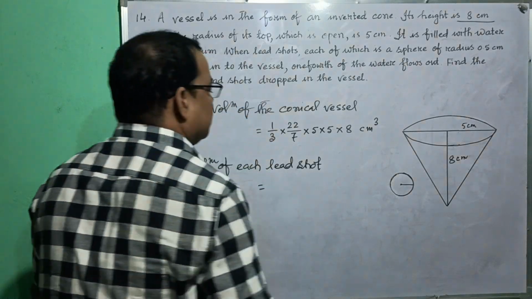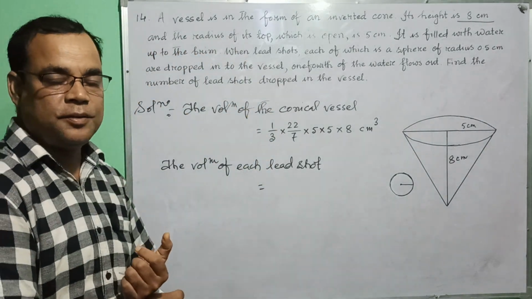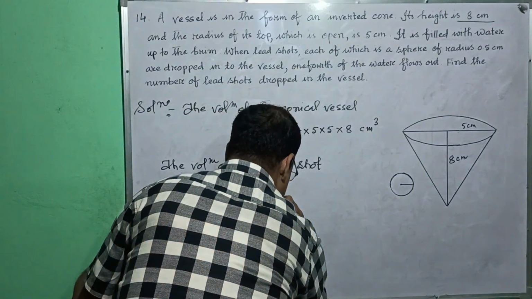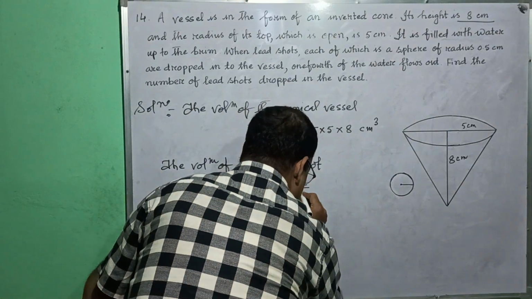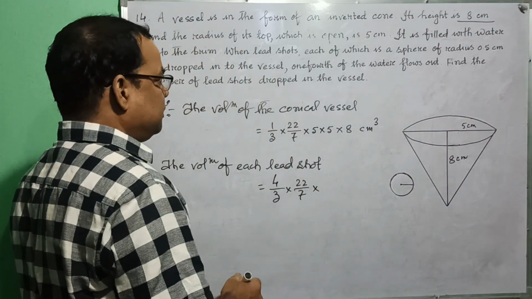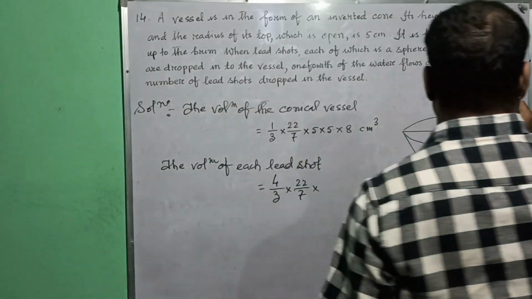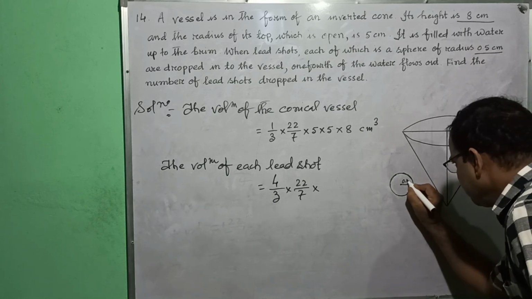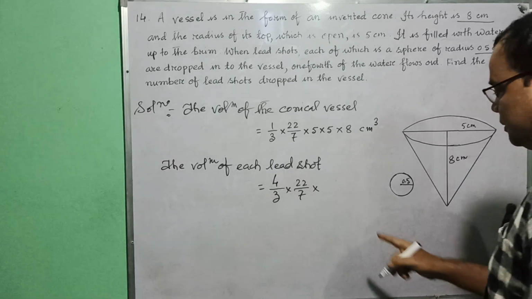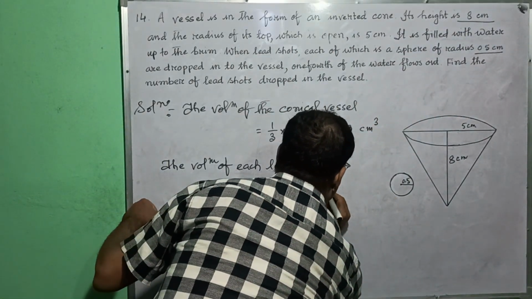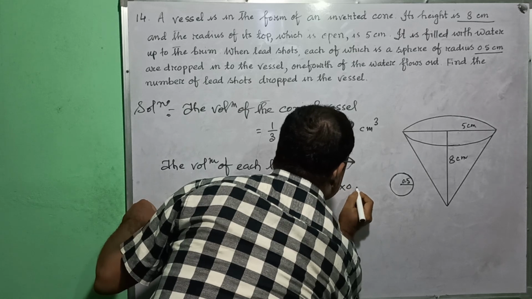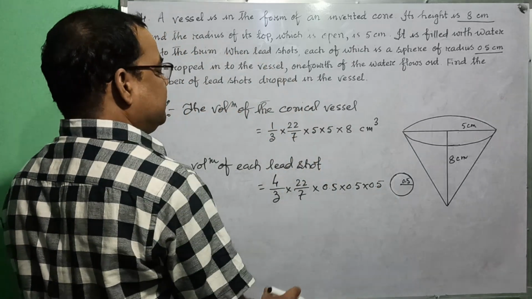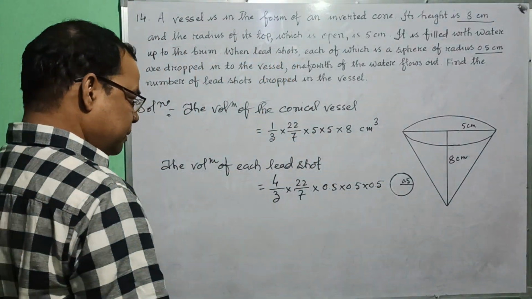equal. So what is the volume of the sphere? It is 4/3 pi r cube. So we'll write 4/3 into 22/7 into r. The radius is given here as 0.5 centimeter. So we'll write here 0.5 into 0.5 into 0.5, 3 times, as it is r cube.